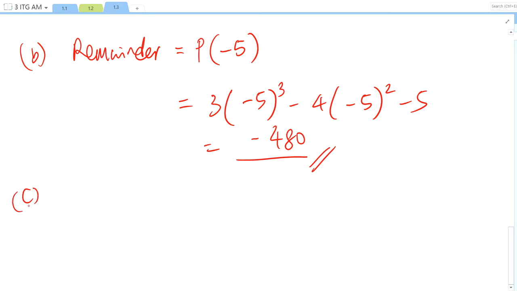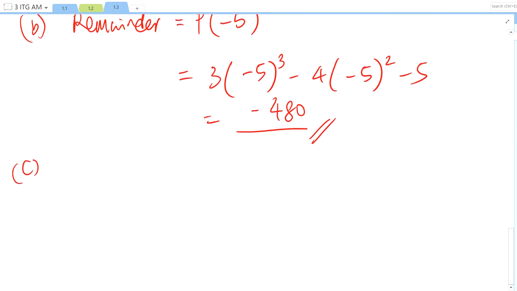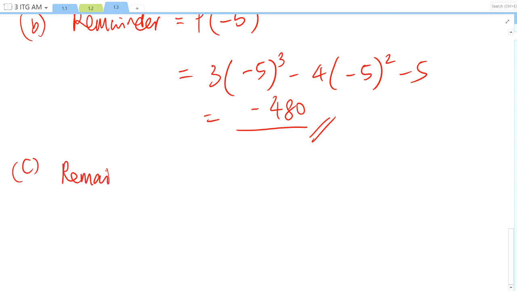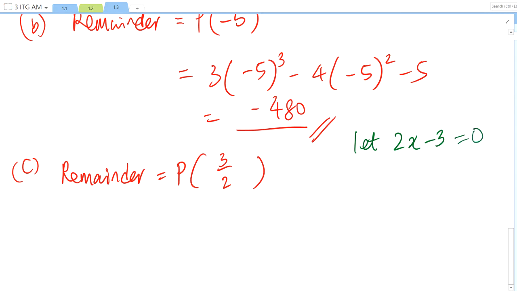Slightly more challenging, but the approach is still the same. Remainder equals p. What should I substitute in? 3/2. So again, we prefer to use improper fractions. So how do you look at this and say it should be x equals 3/2? In our mind, we should be letting the factor be equal to 0. 2x minus 3. Okay, I shouldn't say factor. We should let the divisor be equal to 0. Because that's our whole aim. I want the divisor to be 0 so that when it is multiplied by the quotient, it will still be 0, leaving me with the remainder. So x equals 3/2.